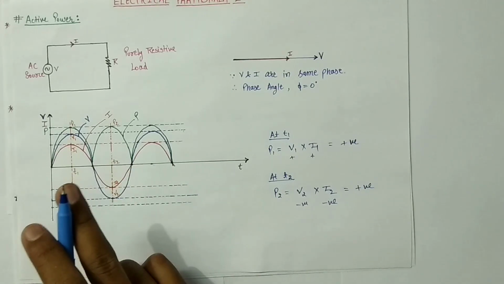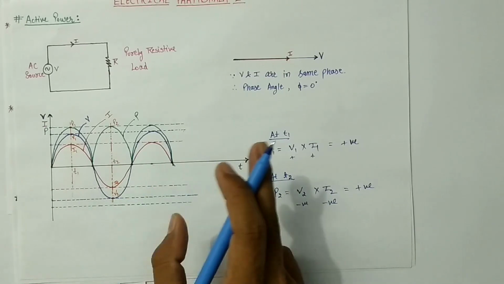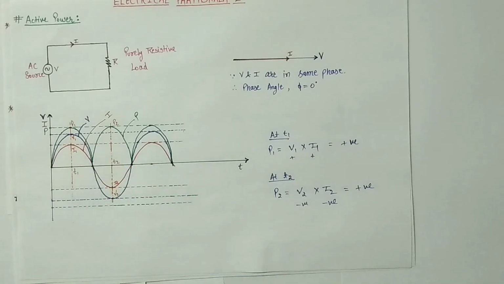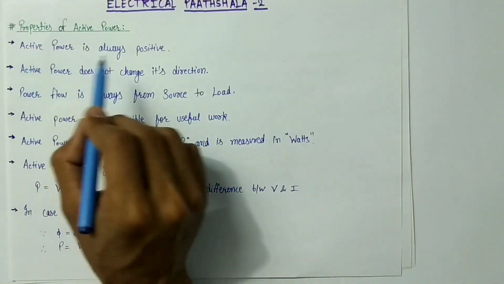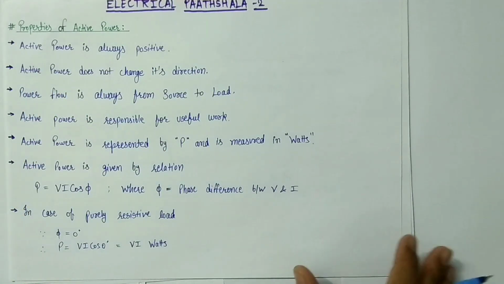It means that power is flowing from the source to the load at each and every instant of time, and this type of power is known as active power. So let's now see what are the properties of active power. First of all, active power is always positive. Second, active power does not change its direction.